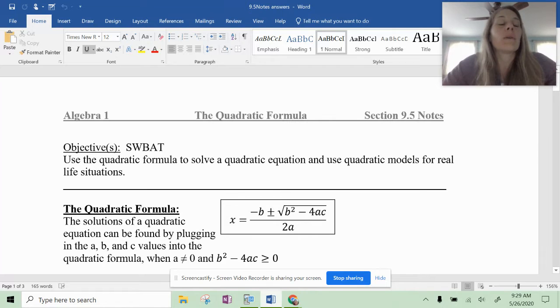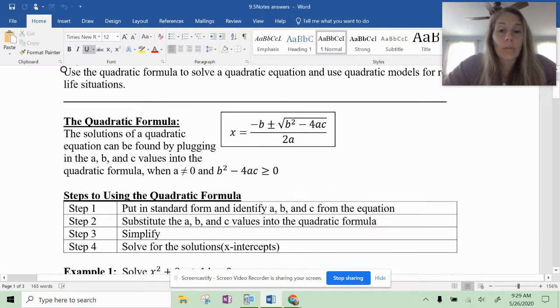Last week we had gone over solving by square roots, but that method could only be used when the b value was 0 and you only had an x squared and just numbers, no other variables. The quadratic formula, however, can be used for anything. It's a little bit longer, but it's really just plugging into the formula and then working it out.